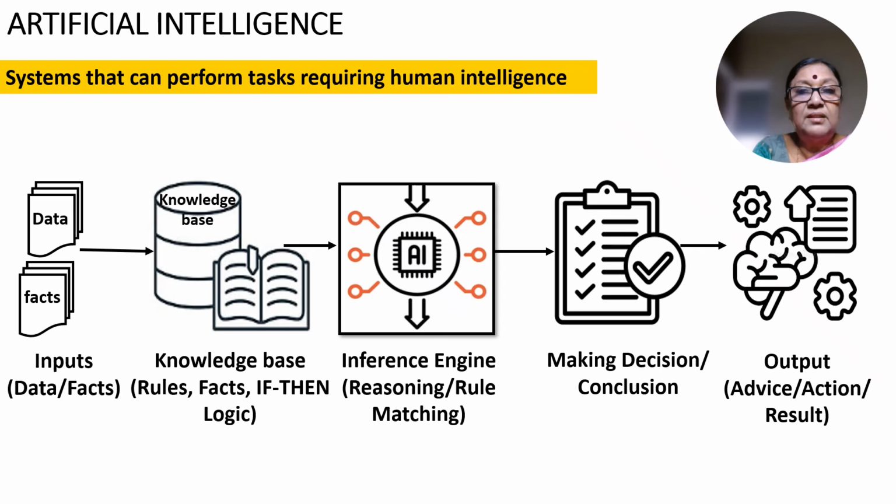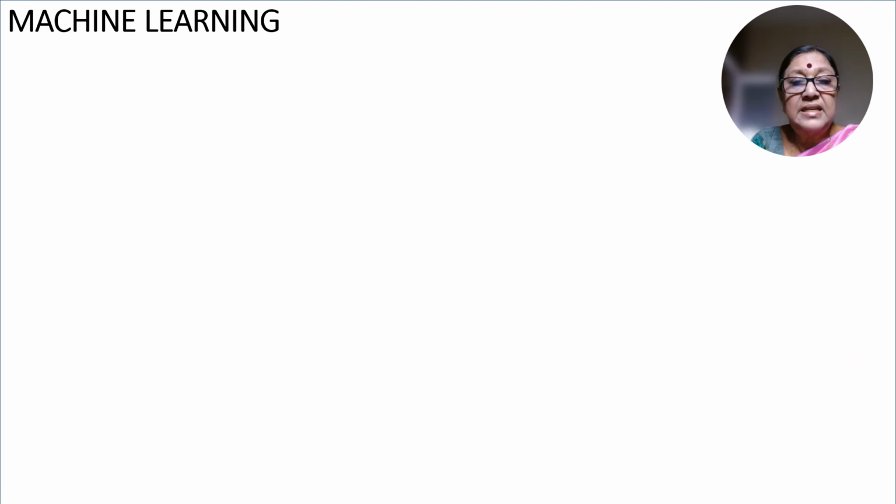So you see here, you're giving inputs, which is data and facts. You're giving the logic to be used, the rules to be used, and then the inference engine is taking these two and inferring, or logical reasoning or rule matching using these two, and then it's making some decision and giving an output. So this is the basic surface level definition of traditional AI. Okay, so next let's go to the next subset of AI, which is machine learning.